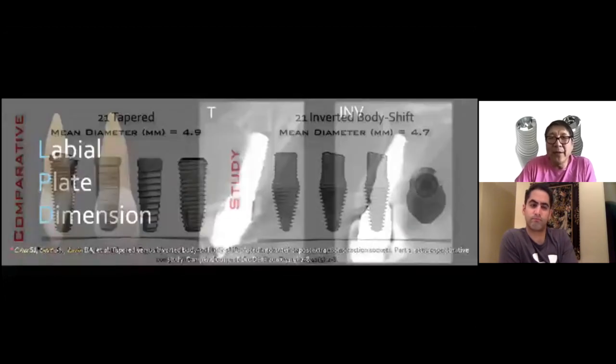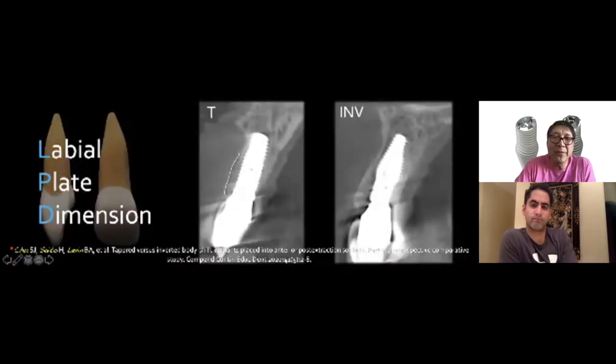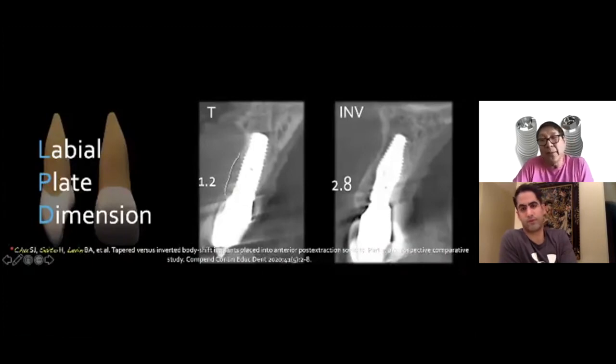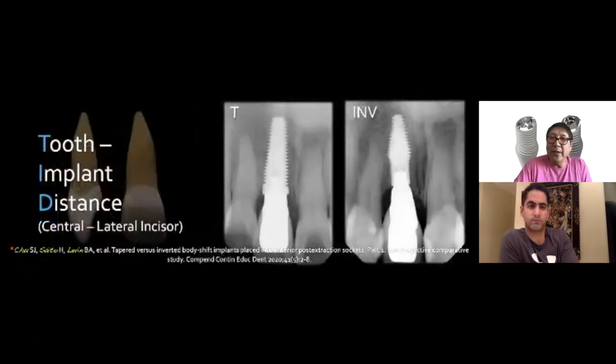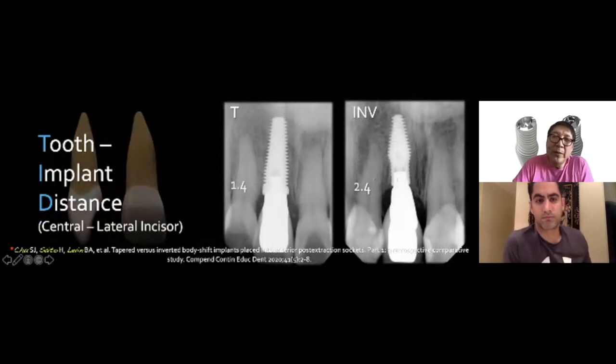Here you can see the difference between the two groups in this comparative study. The tapered group never really made the 2 millimeter mark, but in the inverted body shift group, we were able to get to 2 millimeters and greater, which was important. Tooth to implant distance is critical, as you can appreciate, when you don't have a wider coronal portion. If this was a conventional tapered implant, like this implant, you would have lost this papilla as well. That would have been a problem. So again, we were able to get a greater amount of distance, trying to get 2 millimeters around the whole implant at the coronal part.